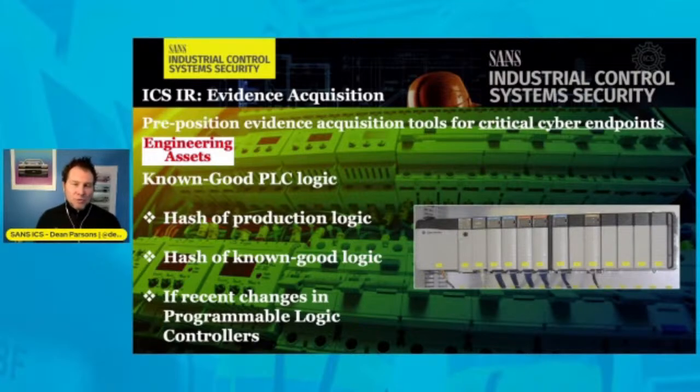Then, comparing what's in production and the hash of what you have in a known good location, you can quickly determine if there was a change in the controller. If there was, additional acquisition may be required if there's an unauthorized change in there, specifically acquiring the ladder logic here to understand if there's any malicious activity in the lowest level of the control environment.